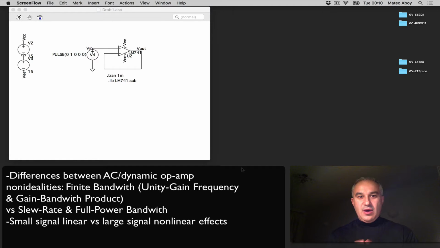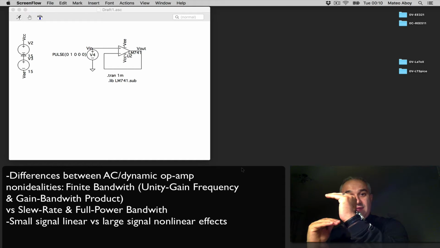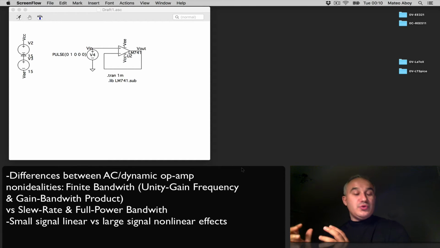Now, that limitation is linear. You have a sinusoid at the input, you're going to get a sinusoid at the output of the same frequency. The magnitude and the phase are going to change, and you are going to have a decrease in the expected gain.